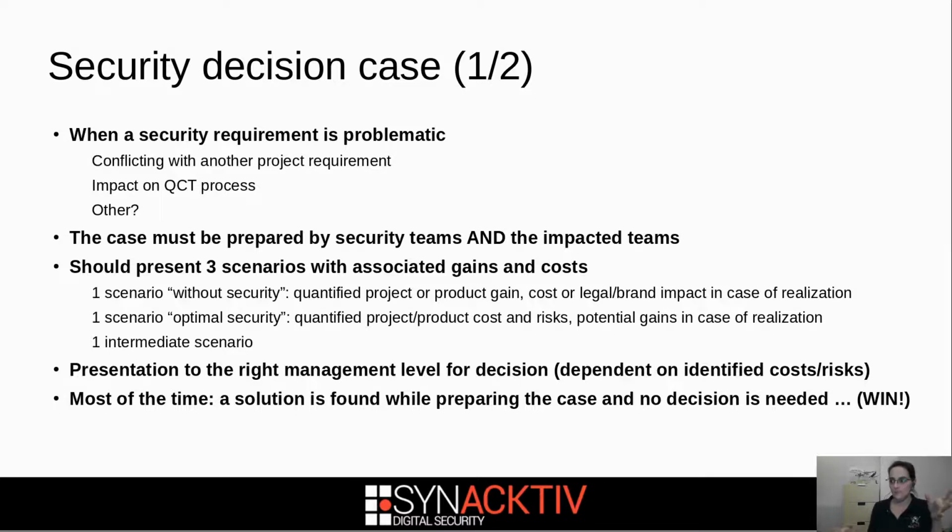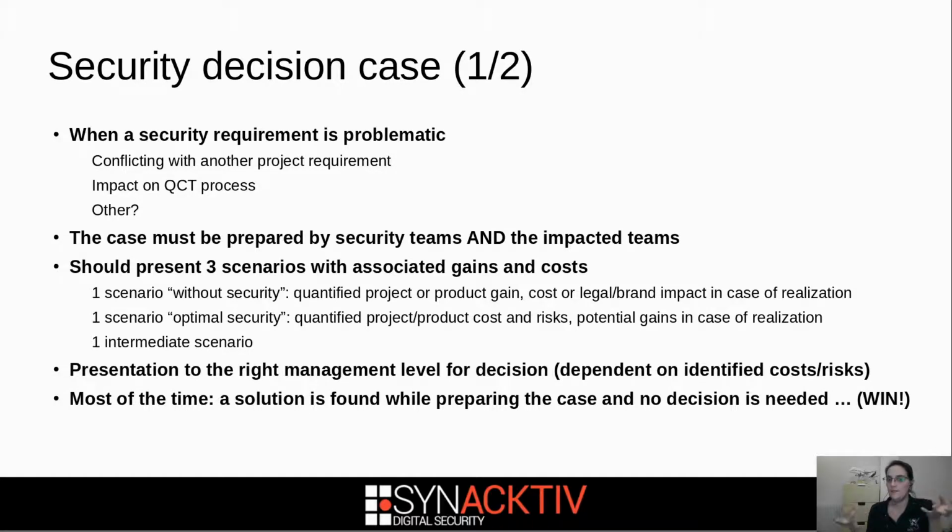Same thing with the opposite scenario, so optimal security. We go full security. So the impacted team should say how much it's going to cost them for the product, again, or the project. And in that scenario, security should say, with this, I'm going to avoid this kind of cost. Okay? And if you can, do an intermediate scenario somewhere in the middle.